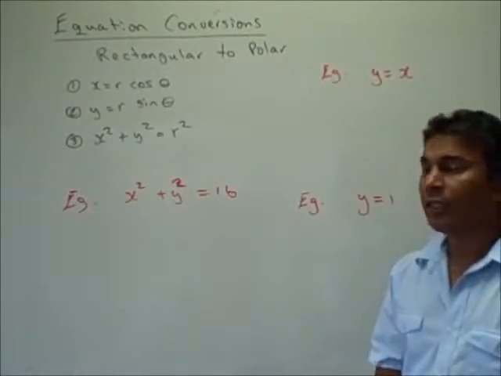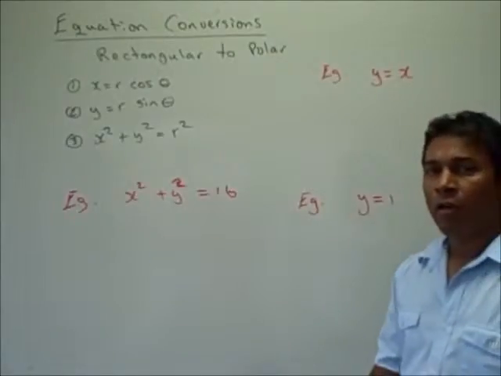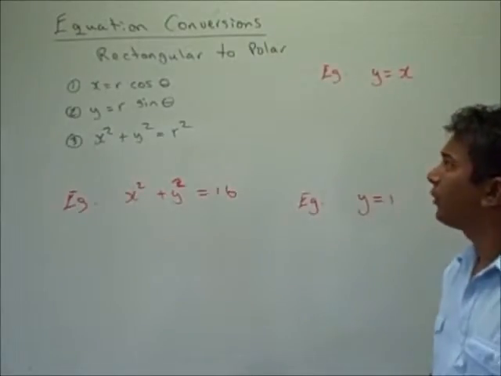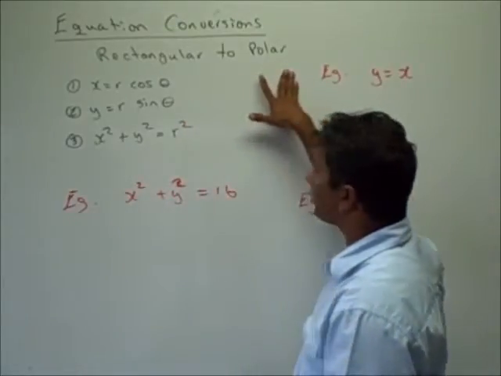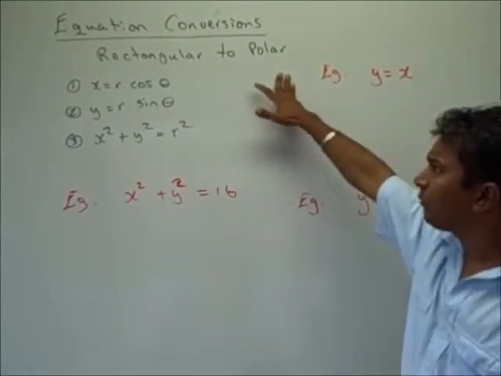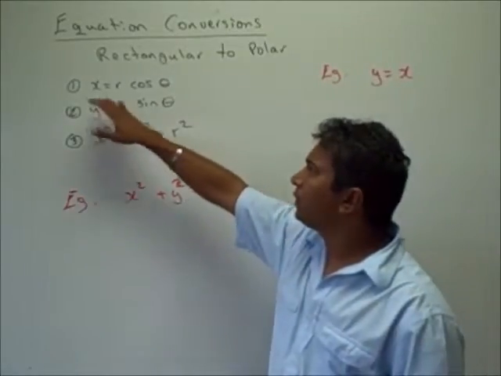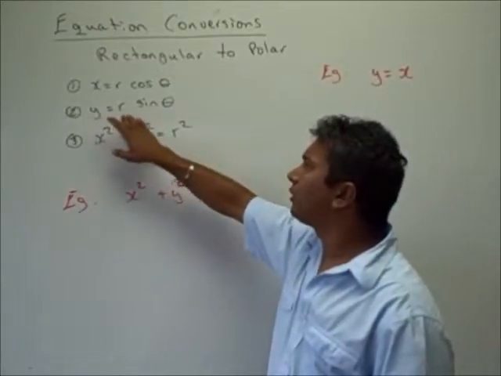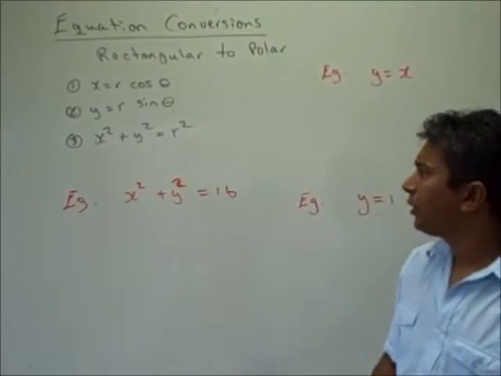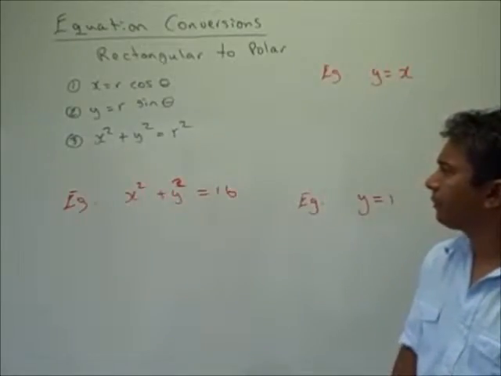In this section, we're going to look at converting from rectangular equations to polar equations, or from polar equations to rectangular equations. First, we're going to look at converting from rectangular to polar. Now, to convert from rectangular equations to polar equations, we use a substitution: x is equal to r cosine theta and y is equal to r sine theta. And we also know that x squared plus y squared is equal to r squared.